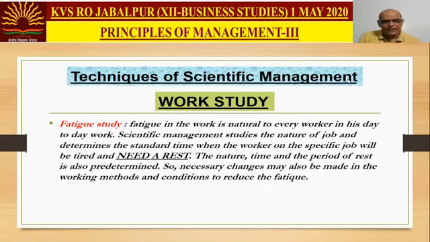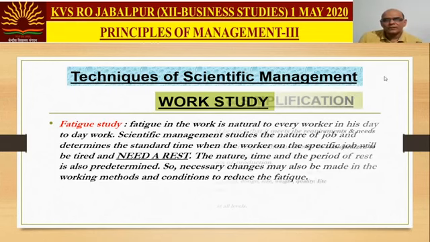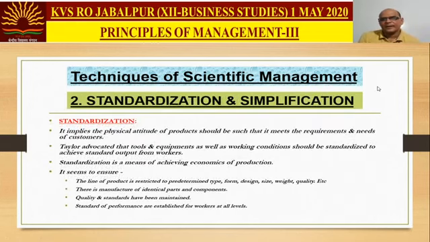So now till now we have discussed two techniques of scientific management. First is functional foremanship and second is work study. Coming to the third technique of scientific management, it is standardization and simplification.